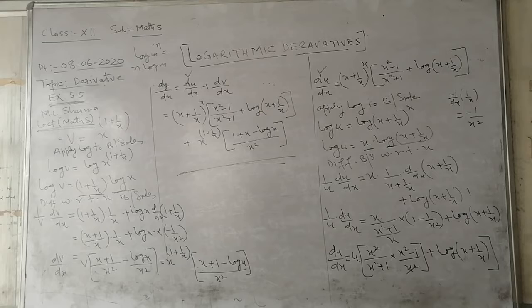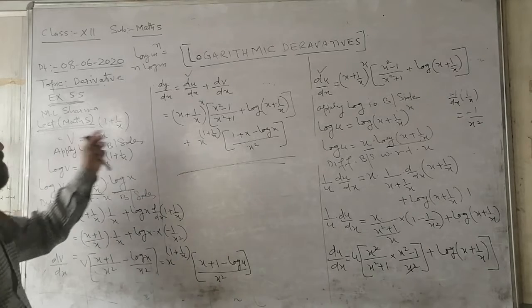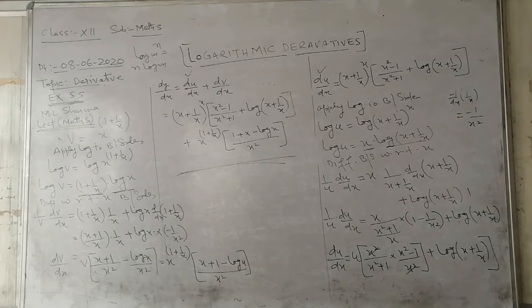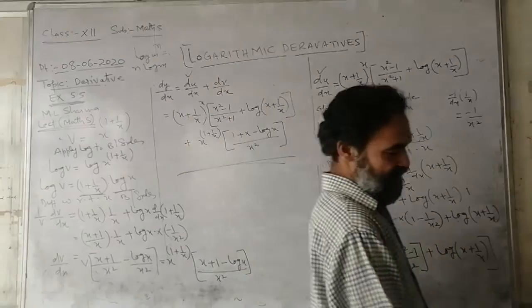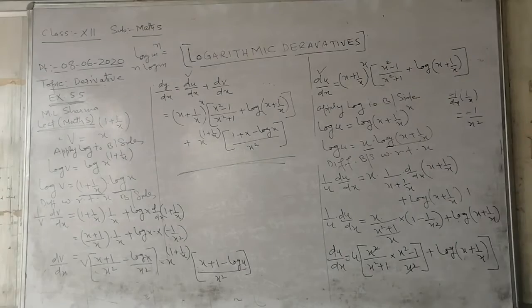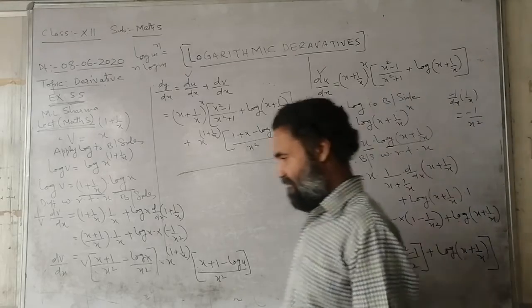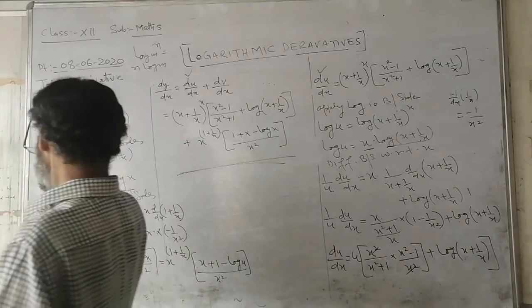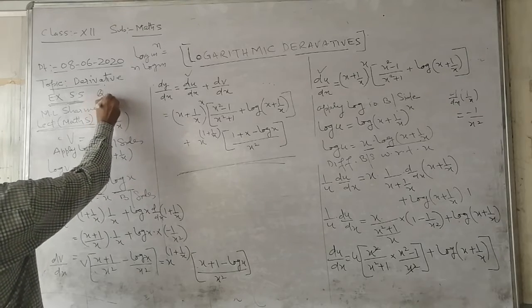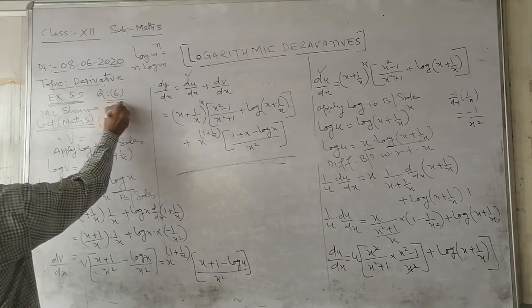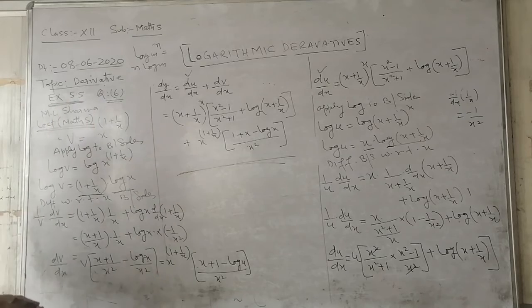So in this way, the logarithmic differentiation of the given function is calculated. So you will definitely get a 6 marks question in the exam. These are long type questions. They are frequently asked in the exam. So this was question number 6 of exercise 5.5. This was the 6th question.